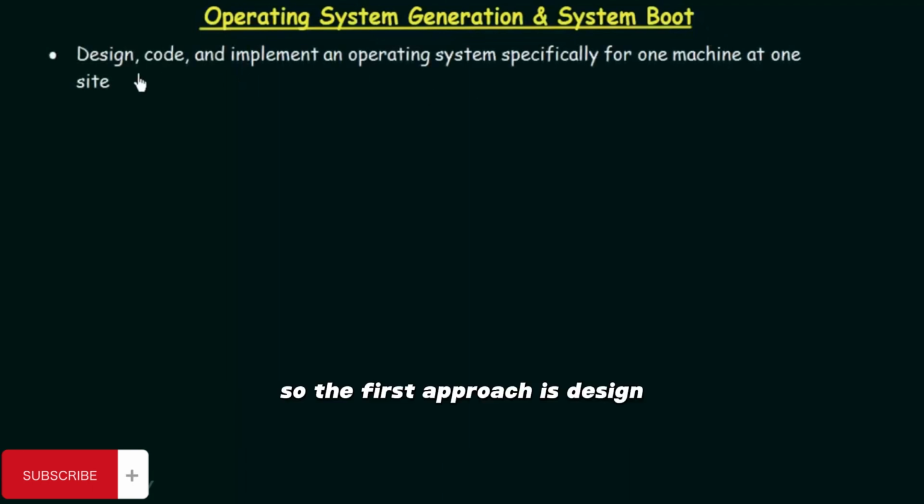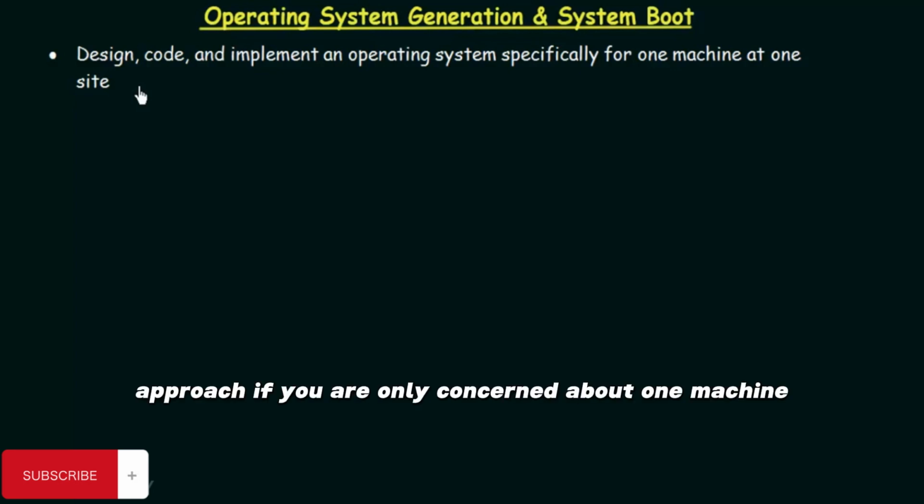The first approach is to design, code, and implement an operating system specifically for one machine at one site. In this approach, we are designing an operating system specifically for one machine. We just look at one machine, see what the requirements of that machine are, and design the operating system specifically for only that one machine. This may be a good approach if you are only concerned about one machine.